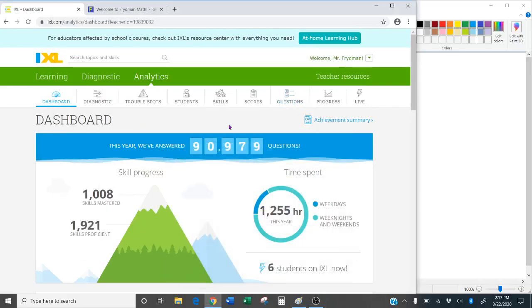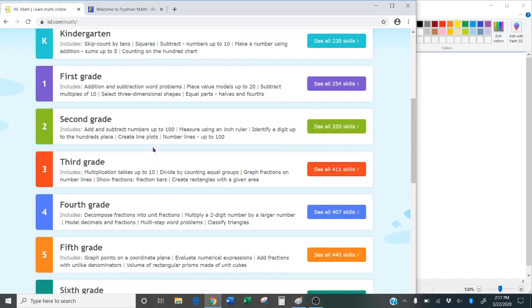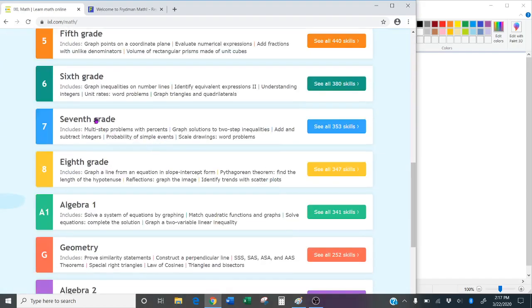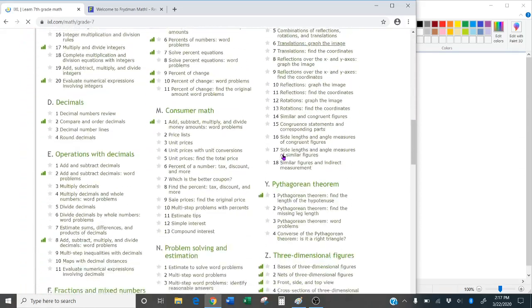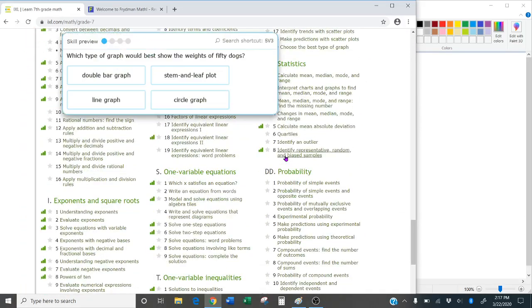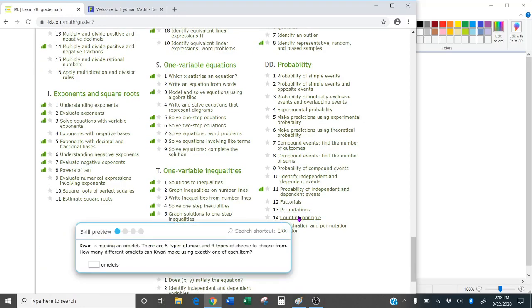All right, so let's do IXL 7th grade DD.14. I am at IXL. I'm going to click on Learning and then scroll down to 7th grade and then down to DD. Here's DD.14, the counting principle.